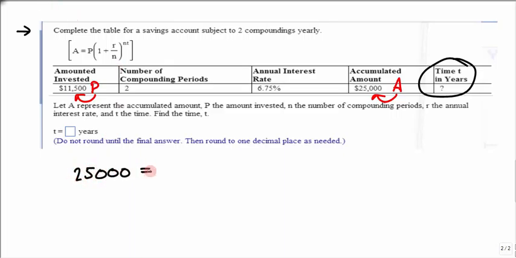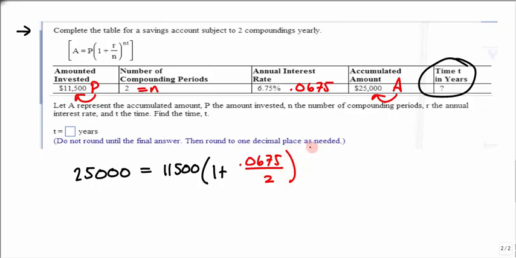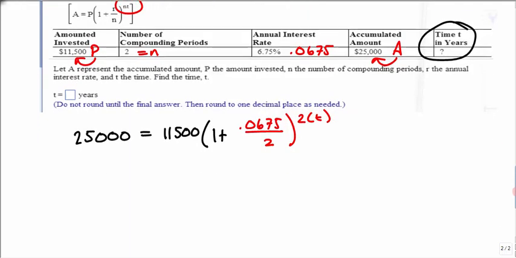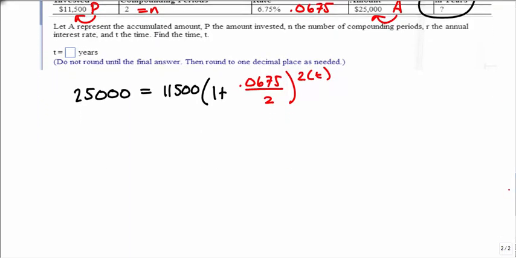So I have 25,000 equals P. P is my principal, 11,500. My interest rate, though, I have to make sure I put in as a decimal. I can't put it in as 6.75. I have to put it in as 0.0675. Number of compounding periods is 2. That means twice per year, semi-annual. And then in my exponent, I have 2 times t. Now what I'm trying to do is solve for t here.